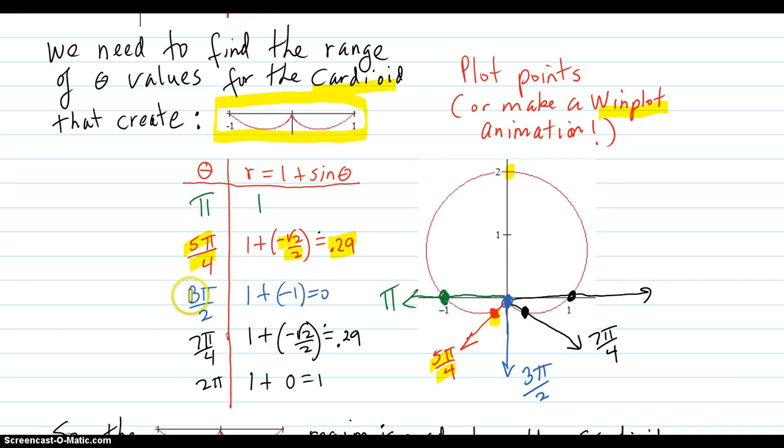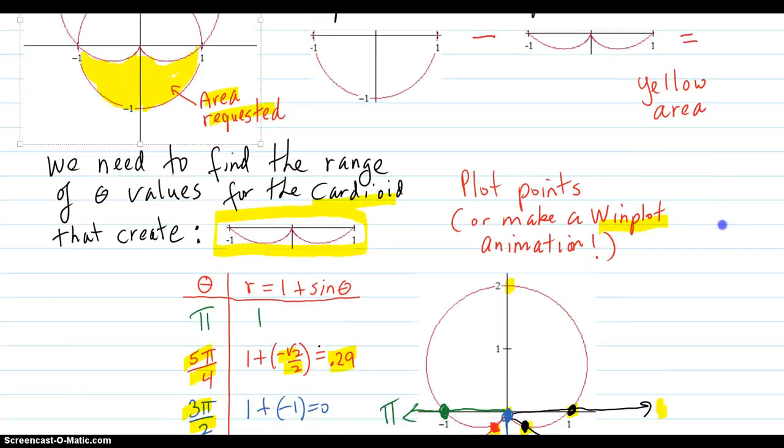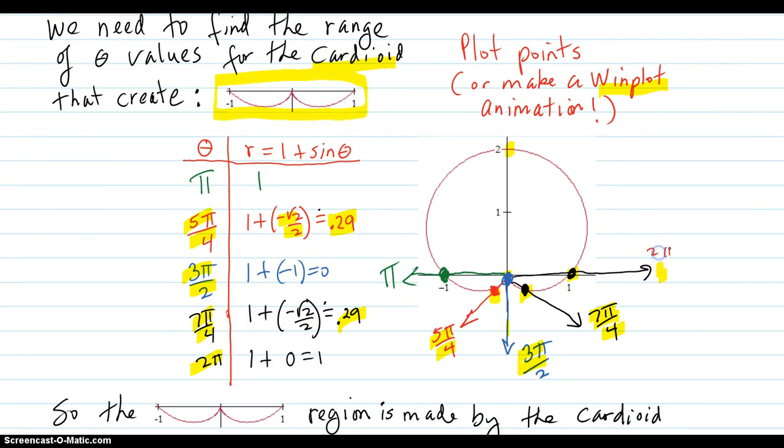Then going straight down, 3 pi over 2, going into this angle straight down. 1 plus negative 1 is 0, so your radius is 0, so you get a point right here at the origin. Then going on to 7 pi over 4 in the fourth quadrant. Sure enough, you plug in the sine of 7 pi over 4, add to 1, you get 0.29. Again, that's that point right there. And then when you go all the way around to 2 pi, 1 plus sine of 2 pi is 1, so that is the correct point there. And that is 2 pi.